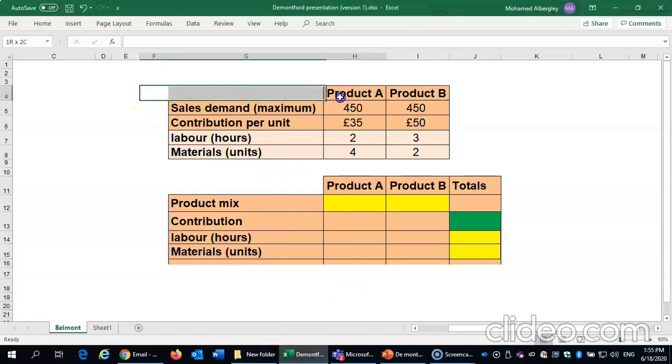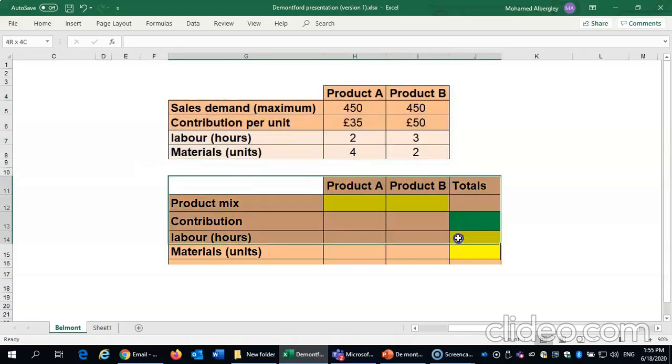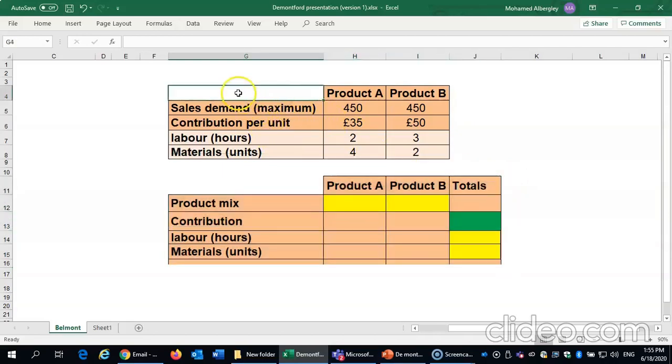In order to do this exercise, we need first to understand the given data. After that, we need to develop this table and then discuss the concept of constraints and how to plan them. Then, we have an organization that produces two types of products. The maximum demand for product A is 450, and the maximum demand for product B is 450 as well.